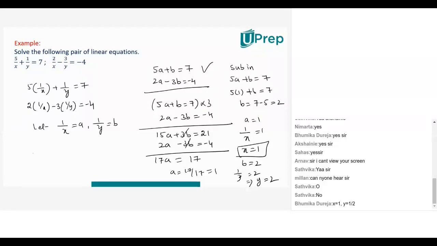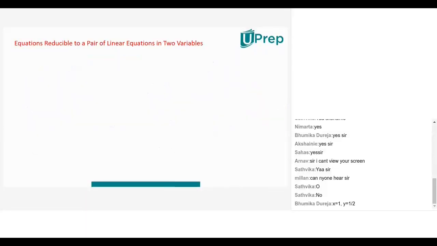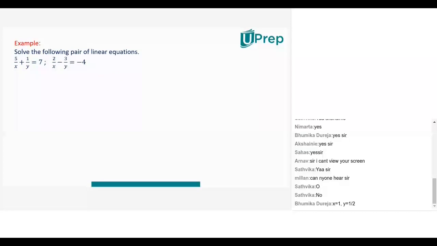You know how to solve them using the elimination method, or you can apply the cross multiplication method, or any method. Here I have applied the elimination method. Now you can use the cross multiplication method also to solve this question. Shall we solve it using the cross multiplication method? Let's understand that also.